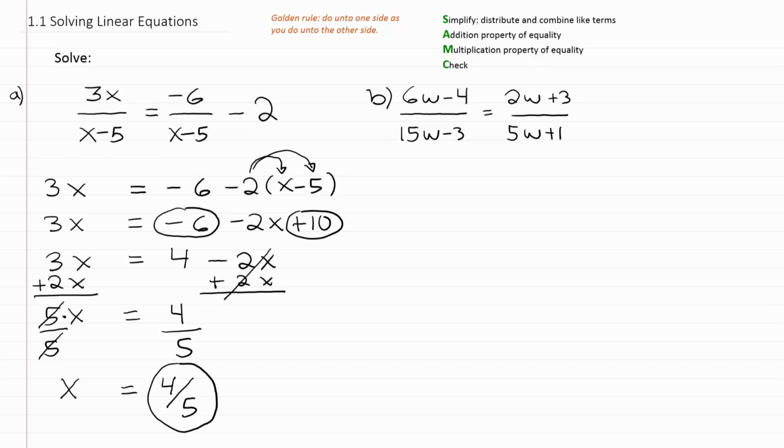Whenever you have two fractions set equal to one another, you are free to use this cross multiplication idea. In other words, we can multiply the denominator of one fraction times the numerator of the other, and vice versa, the denominator of the second fraction times the numerator of the first.